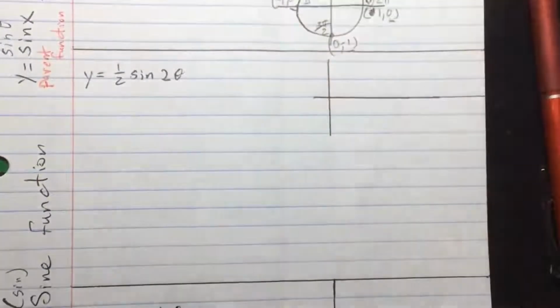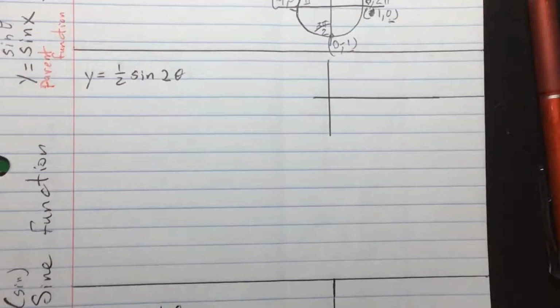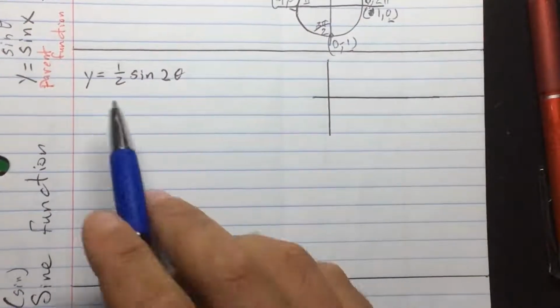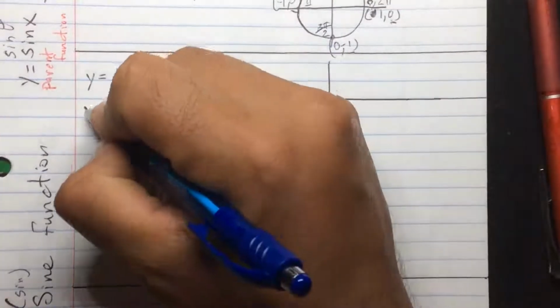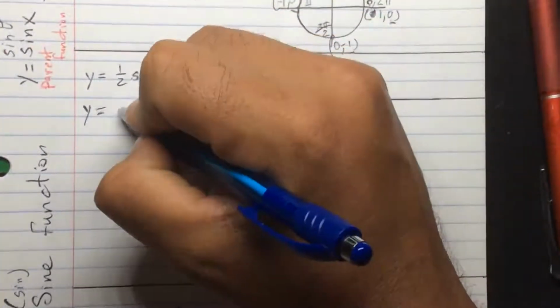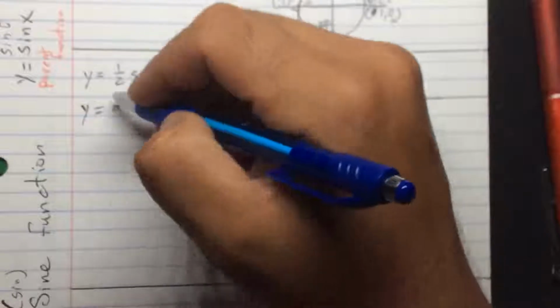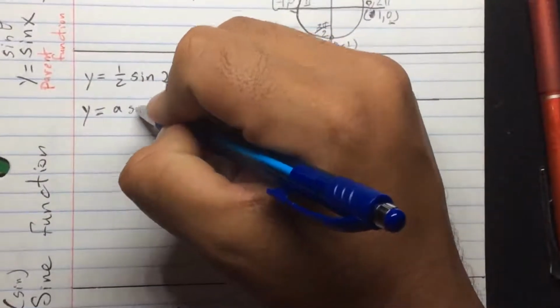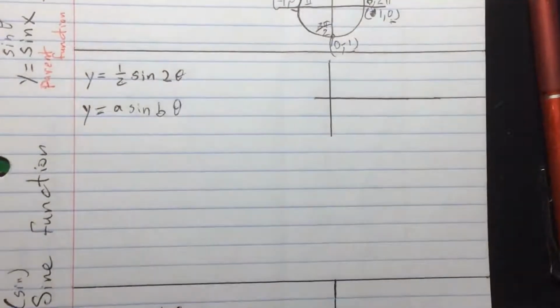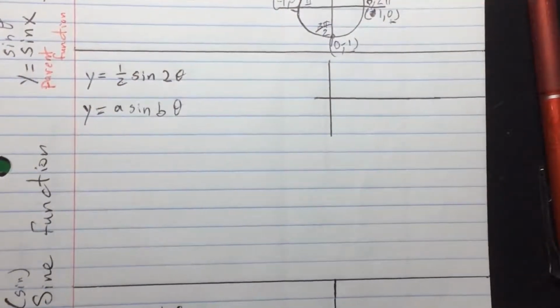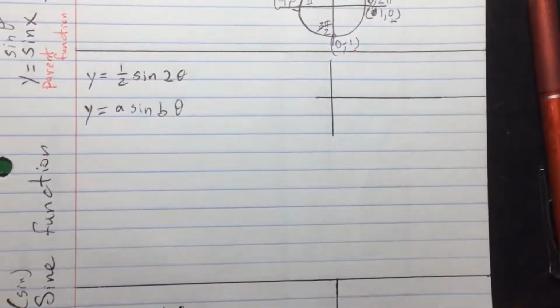This is part 2 of Foldable number 1, graphing the sine function. For this one we have y is equal to 1/2 sine of 2 theta, and this is more similar to the function that we're supposed to use, which is y is equal to a sine of b theta. We actually have an a here and a b here, so we're going to be able to use the amplitude and the period to make adjustments to our parent function.